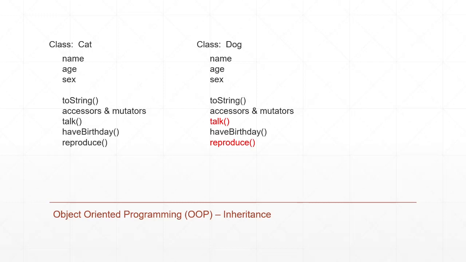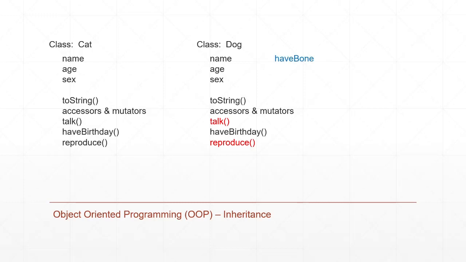It's going to have a haveBirthday method. It's also going to have a talk method, but I've highlighted that in red because that talk method is going to be slightly different. The cat says meow, the dog says woof. So that's going to be a little different. The reproduce method will also be different. It'll be pretty much the same where it takes two dogs and creates a puppy. But in this case, it's not going to return a cat. It's going to return a new dog. So that one's going to be different as well.